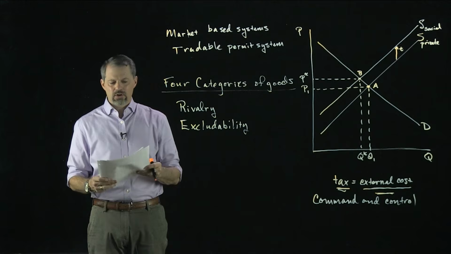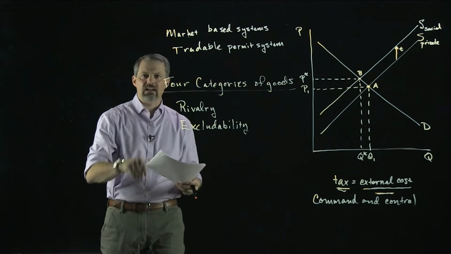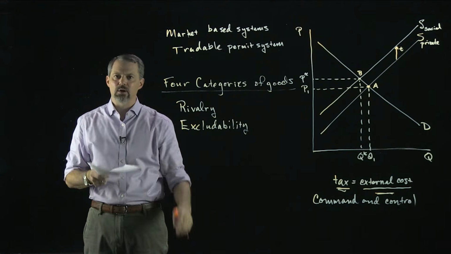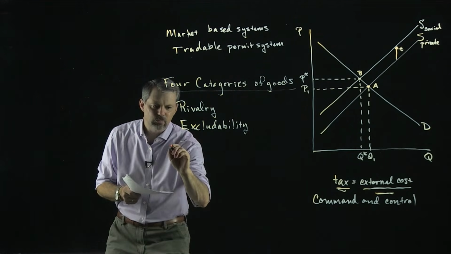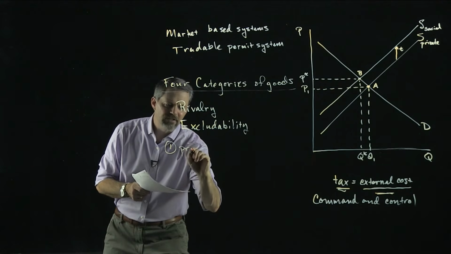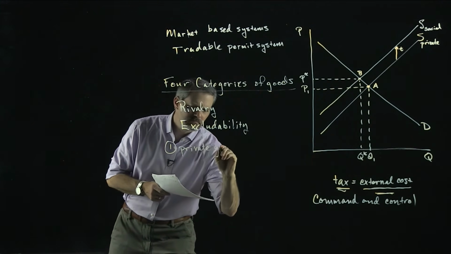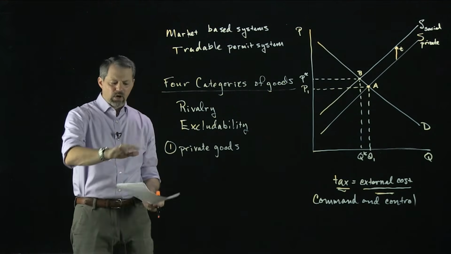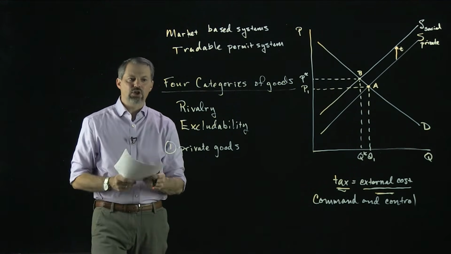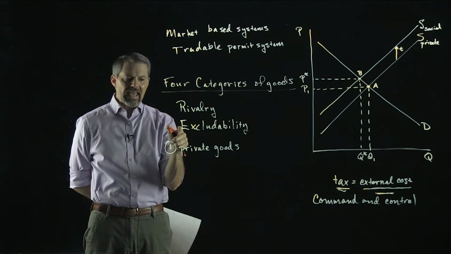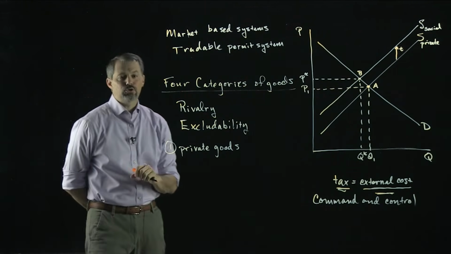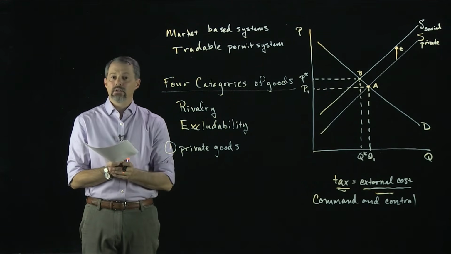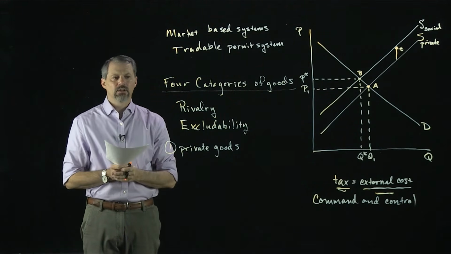Not all are, though. So let's now think about 4 categories of goods, and they're all going to differ in terms of whether or not they're rival and whether or not they're excludable. So the first one that we're going to think about is what we call private goods. Most goods are private goods, and that means that the good is both rival and excludable. So just about any good that you think of, especially if it's a physical good, most services as well, though.